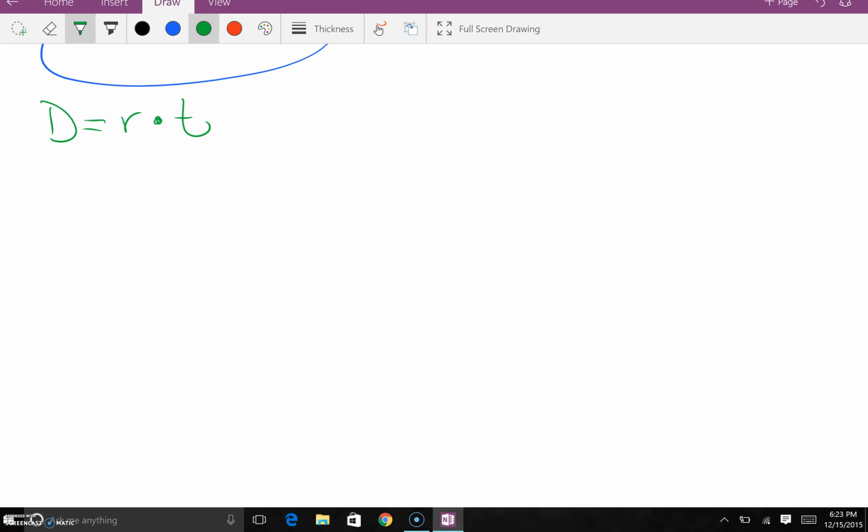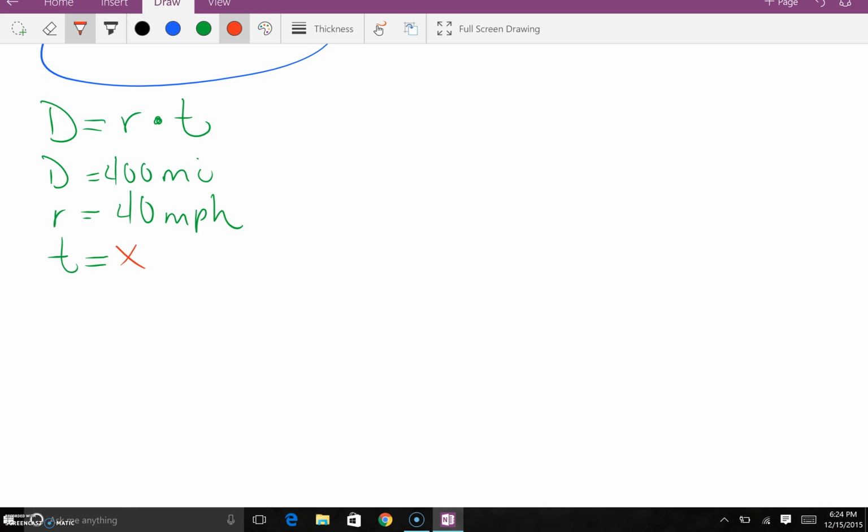In other times, they're going to give you the distance and they're going to have you solve for either the rate or the time, giving you the other one. So, let's just do an example of that. Writing down what we know, distance equals 400 miles. The rate, in this case, is 40 miles per hour. And I have to find the time.